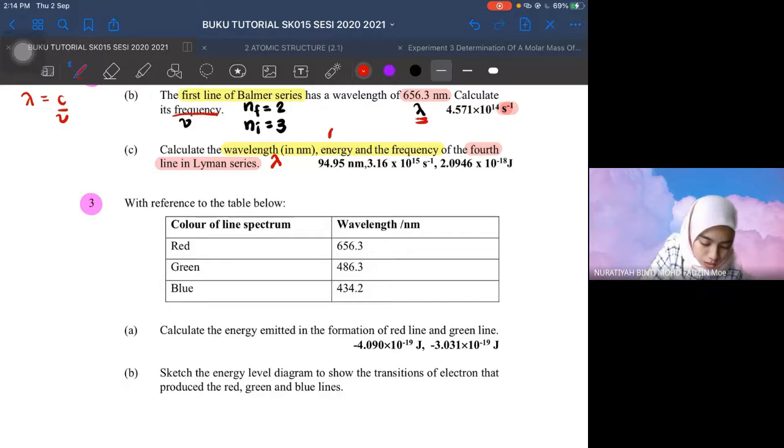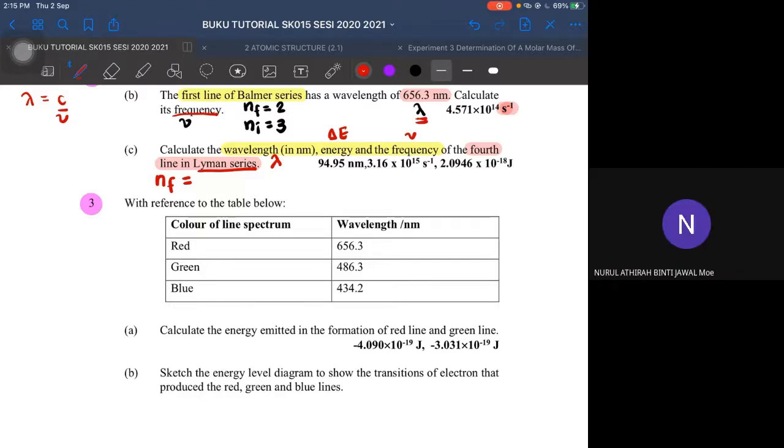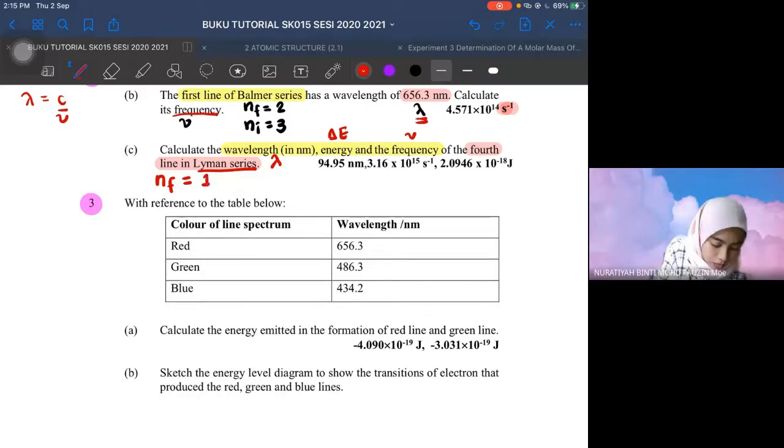Energy, delta E, and frequency mu of the fourth line in the Balmer... Lyman series. So this is what we want to find. First, what do we need to do? We need to determine the energy levels from the Lyman series. Energy level. And the final level for the Lyman series is what level? 1. Okay, good.